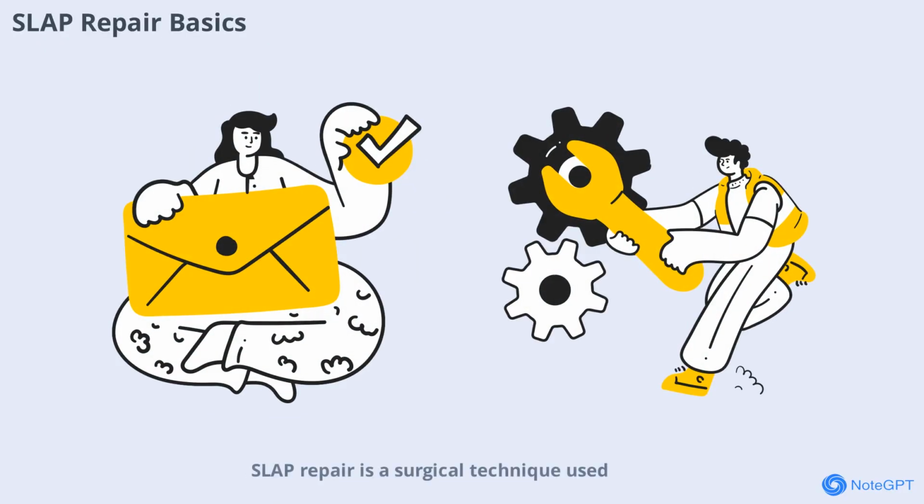SLAP repair is a surgical technique used to address superior labrum anterior to posterior lesions. It involves reattaching the torn labrum to the glenoid using suture anchors. While this procedure can restore stability and function, especially in younger patients, recent trends show a shift toward biceps tenodesis due to higher rates of revision surgery and variable outcomes, particularly in older or overhead athletes.